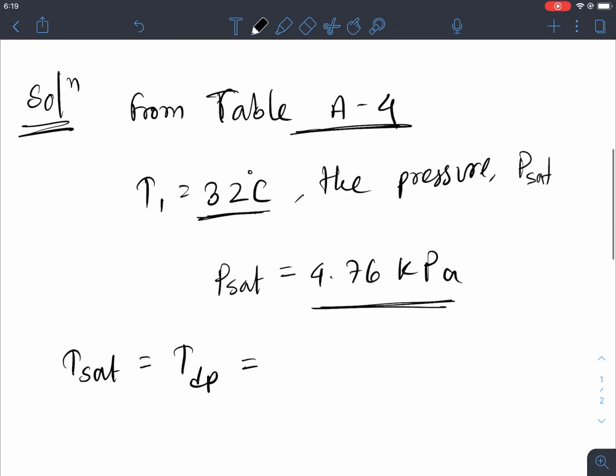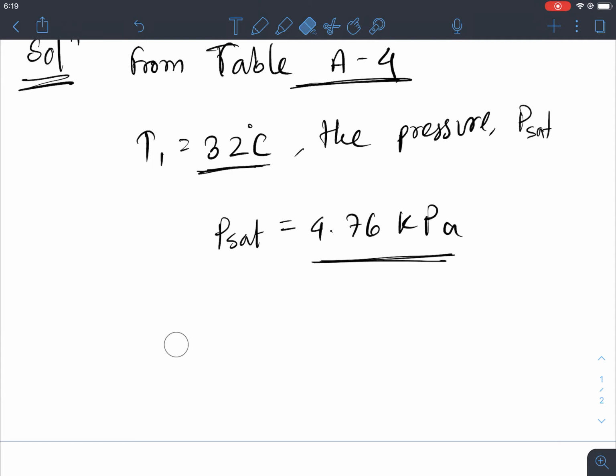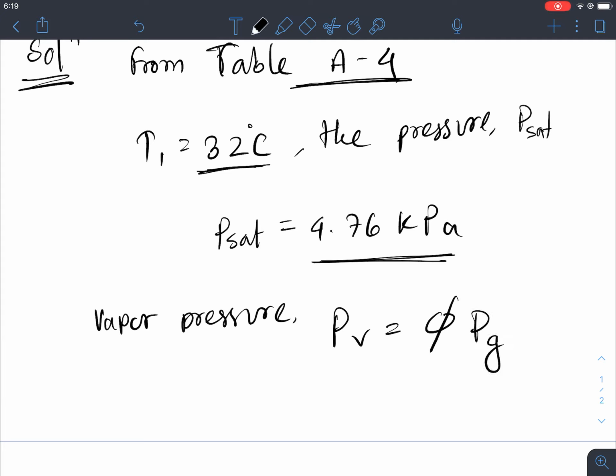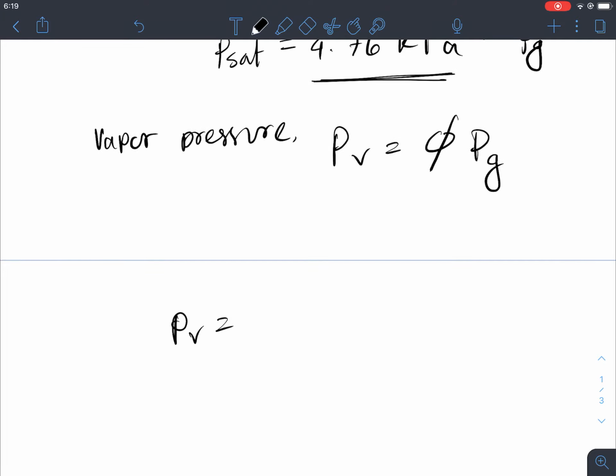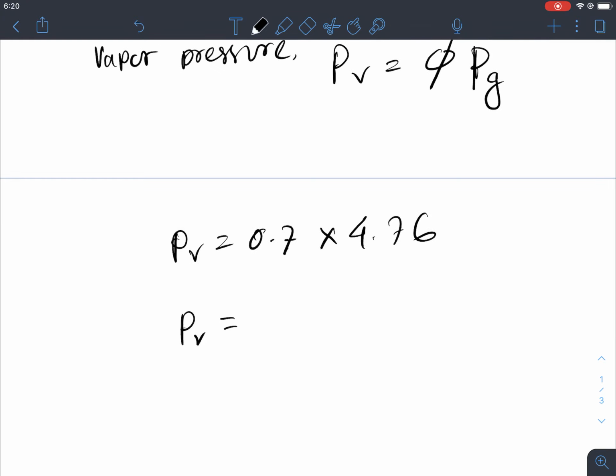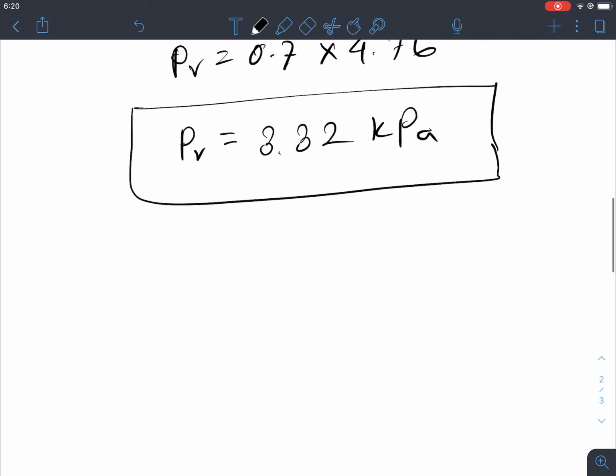So I would like to do one more thing here. Let's take a look at the vapor pressure. How much is the vapor pressure? We know the vapor pressure formula: P_v equals relative humidity times P_g, the saturation pressure. With a relative humidity of 70%, which is 0.7, times P_g, which is 4.76, we have the vapor pressure P_v equals 3.332 kilopascal.